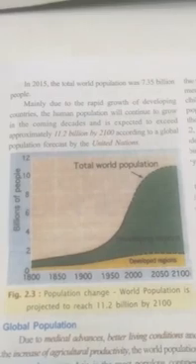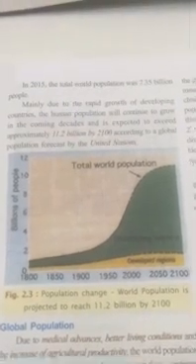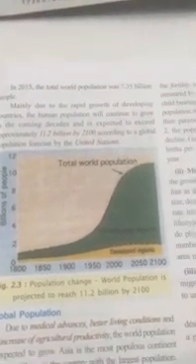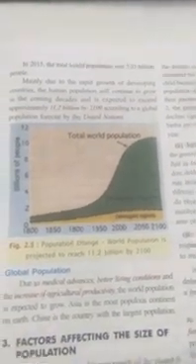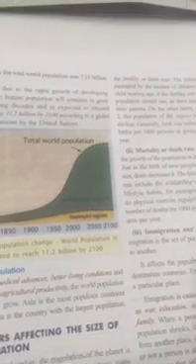In 2015, the total world population was 7.35 billion people. Mainly due to the rapid growth of developing countries, the human population will continue to grow in the coming decades and is expected to exceed approximately 11.2 billion by 2100, according to a global population forecast by the United Nations.